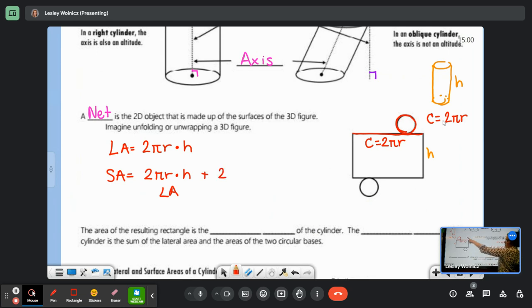So for a circle, what is the area? This is the base area. Yeah, pi r squared. All right, so we got 2 pi r squareds. Okay, so that's 2 bases.